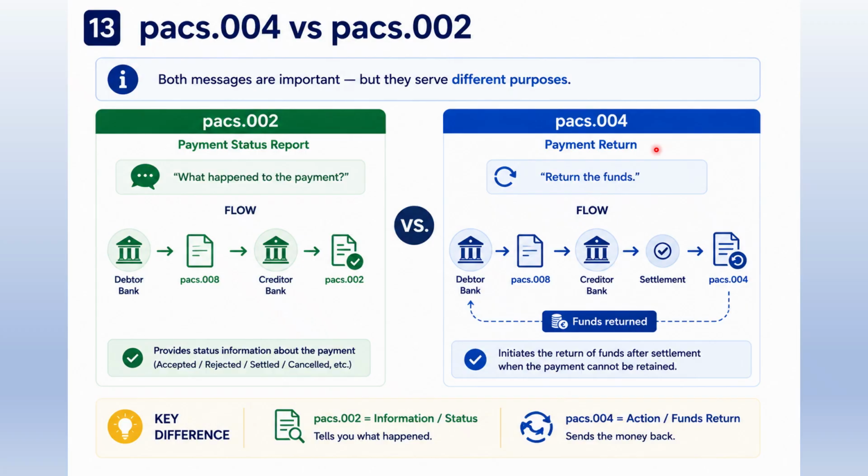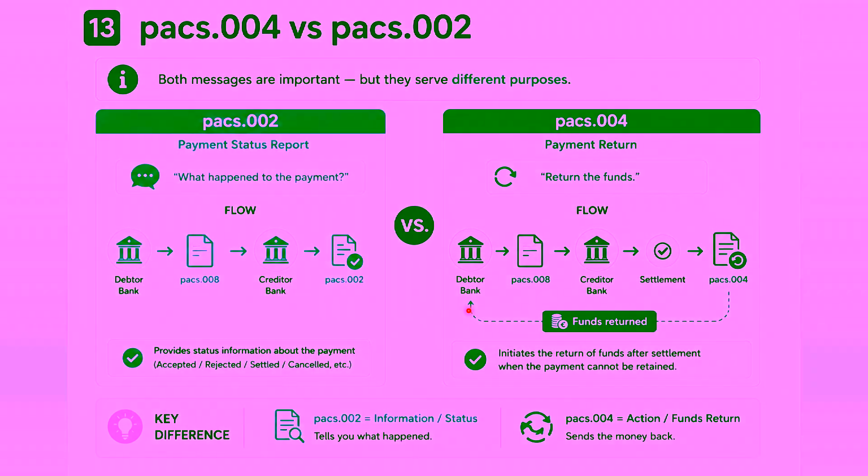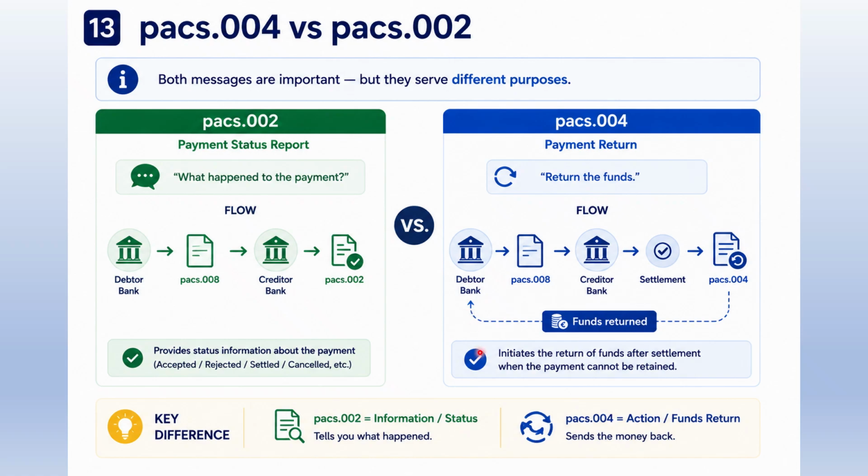pacs.004 is a payment return. It is used when the funds need to be sent back. So the easiest way to remember the difference is: pacs.002 equals status, pacs.004 equals return. One tells you what happened. The other carries the actual payment return instruction and information.